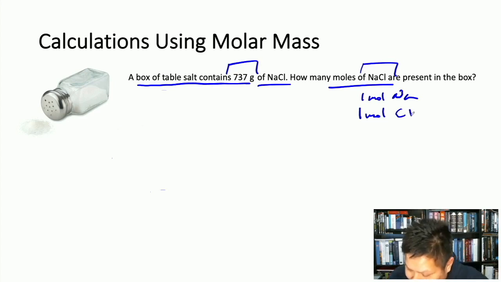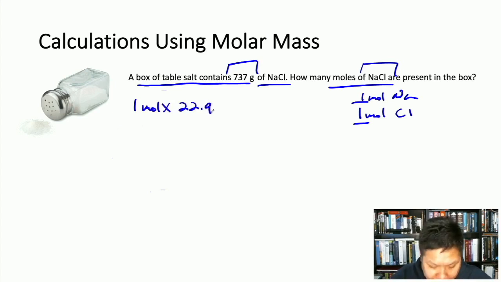How do we do that? Well, we'll use our molar ratios there given to us by our formula. So we have 1 mole of sodium times its molecular weight, which is 22.9 grams per mole, right?